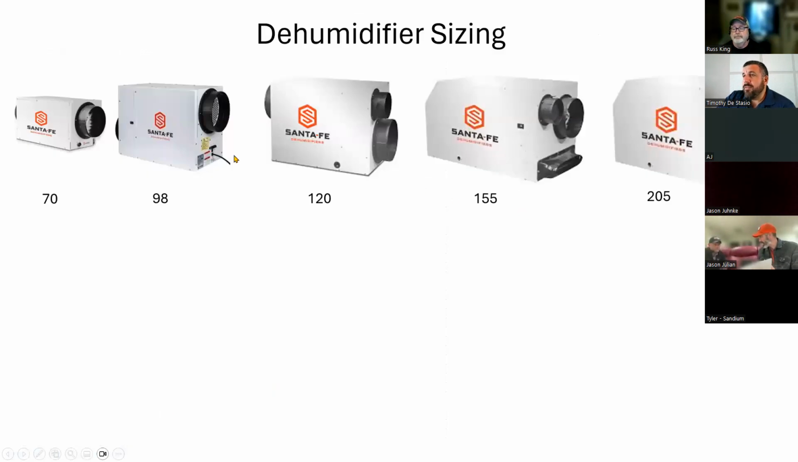Let's go to dehumidifier sizing. I like Santa Fe dehumidifiers. These are not all the models, but these are mostly the models you're going to be choosing from. There's five of them. You're probably going to be stuck deciding between two of them. But there's only five to begin with, so do not let this thing whoop your butt.